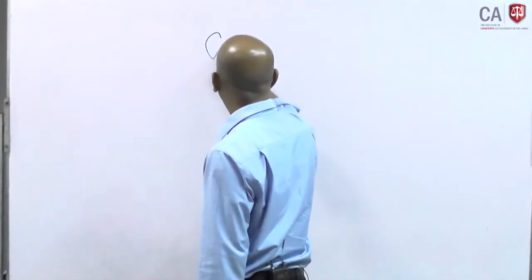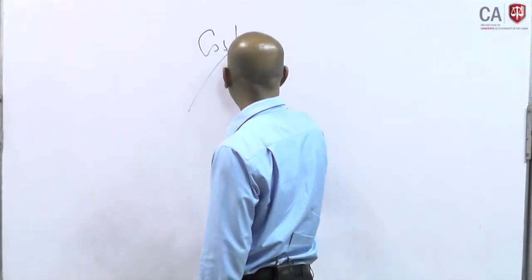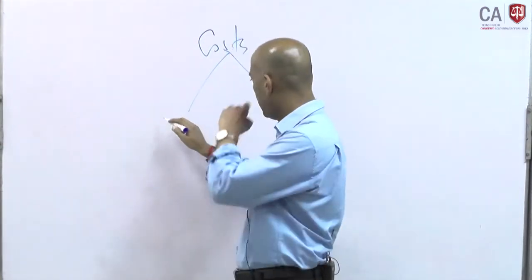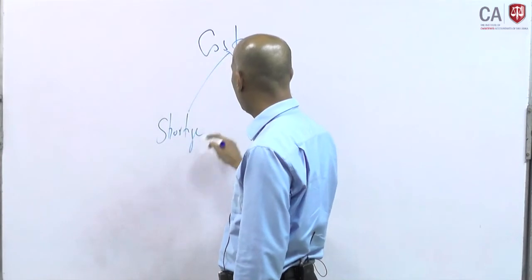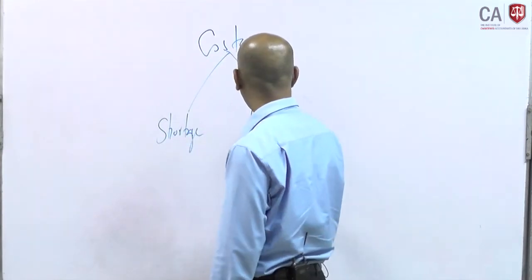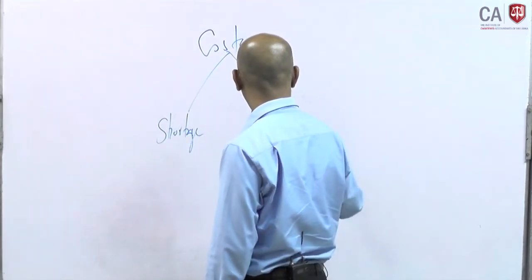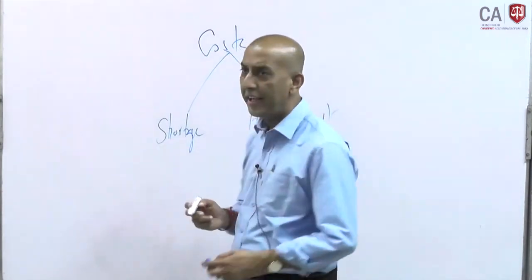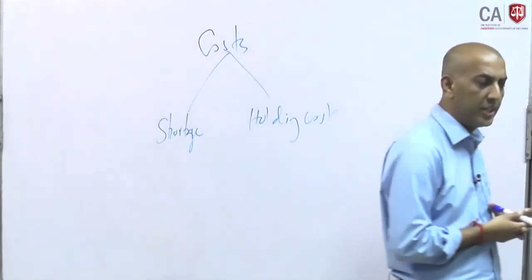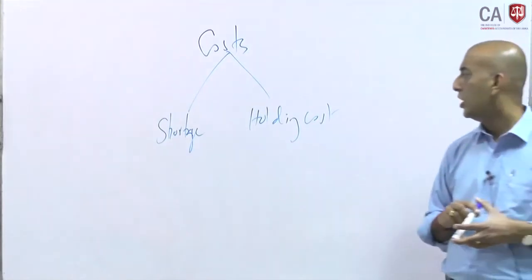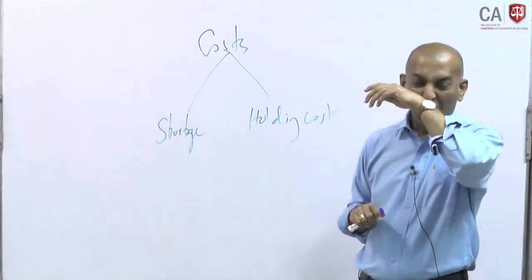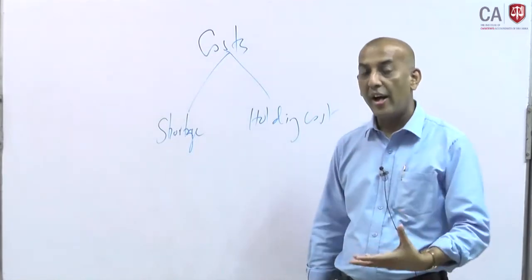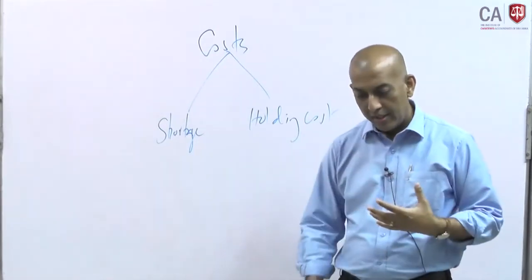In terms of working capital management, 2 other things are costs. One is called shortage cost, the other one is called holding cost. So in managing working capital, you would see that there are 2 types of cost, shortage cost and holding cost.